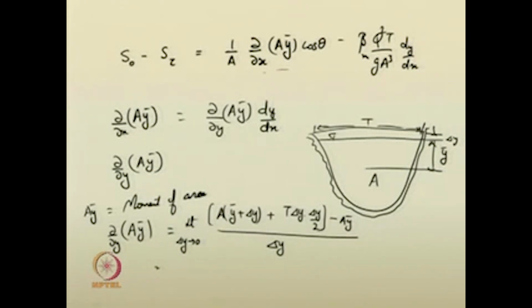So, as limit del y tends to 0, what happens to this quantity? A y bar gets cancelled off, and A del y term remains, T del y squared by 2 also remains, 1 del y is already cancelled off. And del y is tending to 0, so you will get this quantity as the area A itself. So, wonderful. We can now directly write this dou by dou x of A y bar as A into dy by dx.